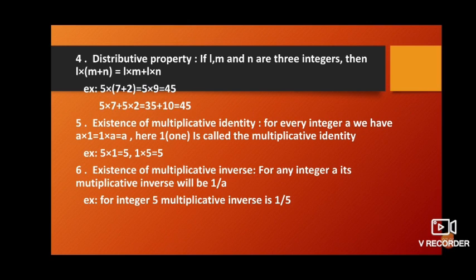Next, existence of multiplicative inverse. Multiplicative inverse is also called the reciprocal. What does that mean? If we take any integer a, then the multiplicative inverse will be 1 by a. For example, if I take 5, the inverse will be 1 by 5. If I take 3, the inverse will be 1 by 3. If I take minus 5, then the multiplicative inverse will be minus 1 by 5. The minus will not go anywhere; there will be no change in the sign.